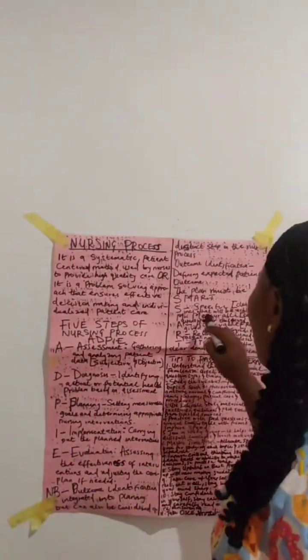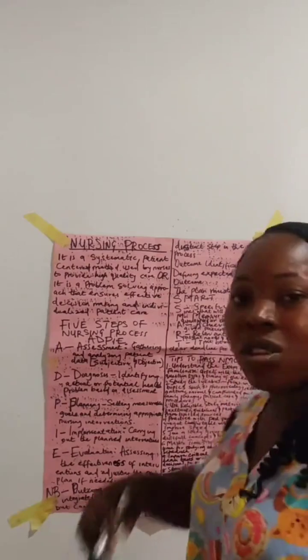Secondly, it must be measurable. It can be quantified or observed, in the sense that you are going to say Mrs. A's temperature will reduce by 0.5 to 1 degree Celsius.